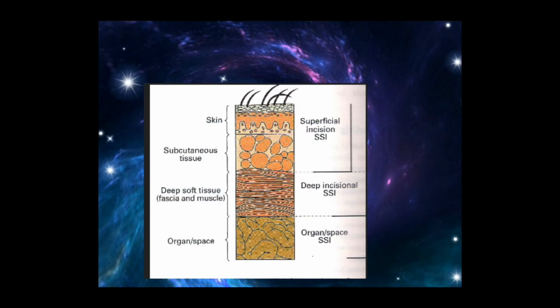So this is a picture which clearly shows the superficial infection, where the infection is confined up to the skin and subcutaneous tissue only, the epidermis only. If that same infection extends deeper, it is confined up to the muscular component. It is what we term deep incisional infection. If that same infection spreads to the deep organ space, we term it organ space infection.